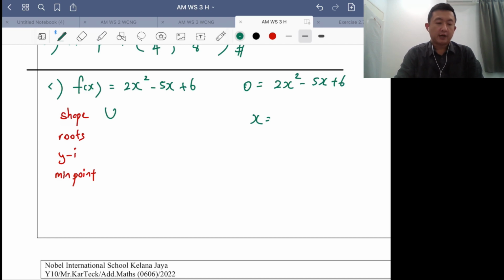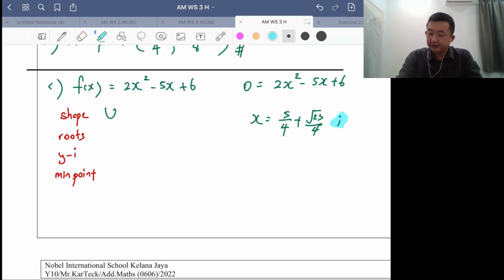Okay, you have A equals 2, B is negative 5 over 4, and C is 6. In your calculator, it will show something like 5 over 4 plus square root 23 over 4 i. Whenever you have the symbol i, it means it's not the real roots, it's the imaginary roots. Imaginary roots mean there are no roots, meaning there are no intersections.